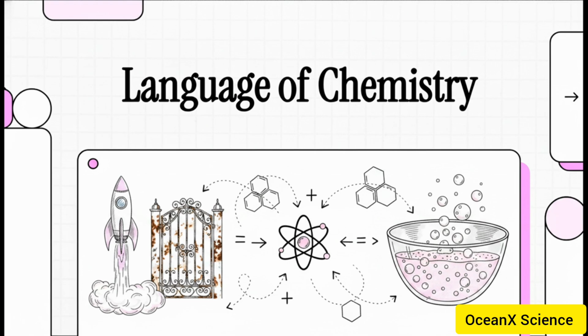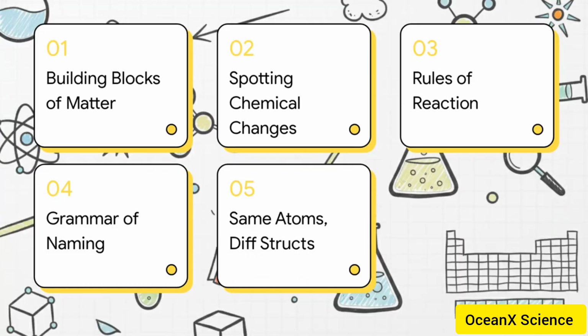Well, they are all simply atoms rearranging themselves. Now, a lot of people think chemistry is just endless rote memorization, but as an educator, I'm here to tell you that it's actually a beautifully logical, predictable language. Once you know the alphabet and the grammar, you can literally read the universe.